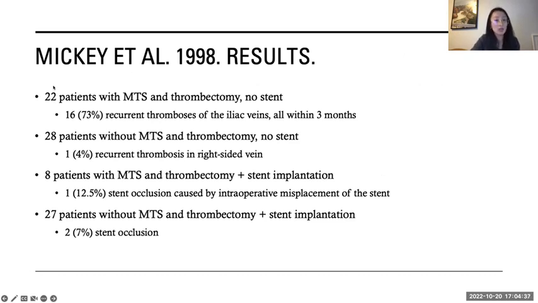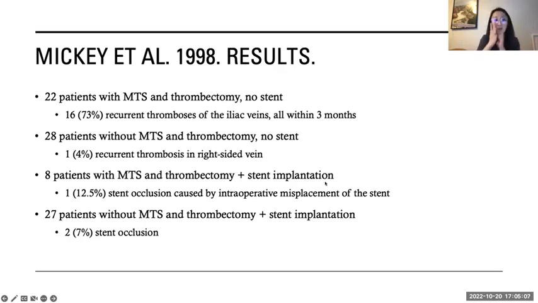And we can see here, on this top line, there are 22 patients with May-Thurner syndrome and thrombectomy with no stent. And if we compare that to patients in 1995 and 1996, there were 8 patients with May-Thurner syndrome, thrombectomy, and stent placement. We can see that there was 73% recurrent thrombosis in these 22 patients with no stent, and only 12.5% stent occlusion or recurrent thrombosis in the 8 patients who had stent implantation.